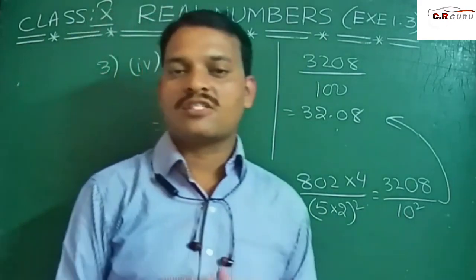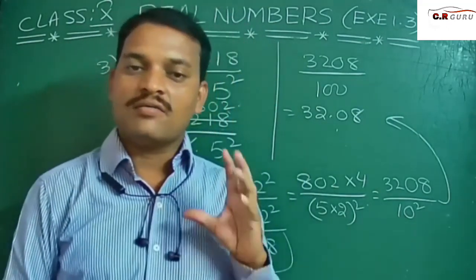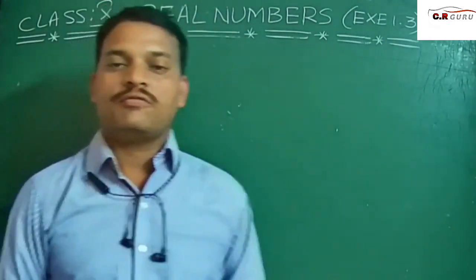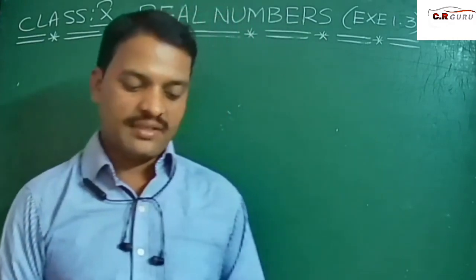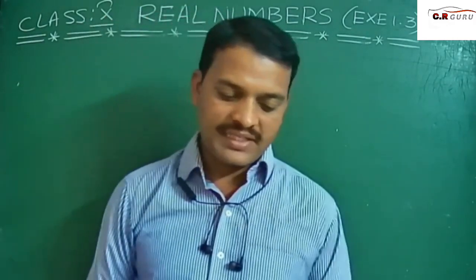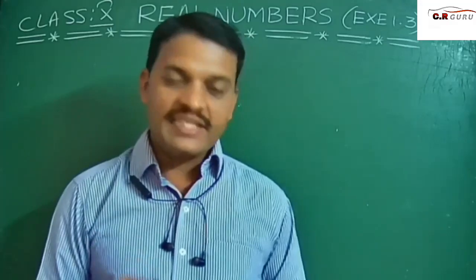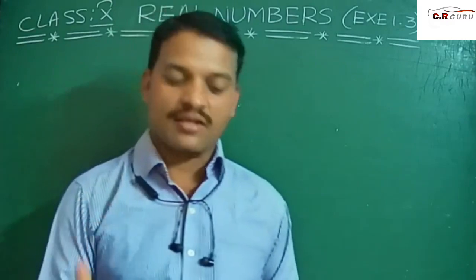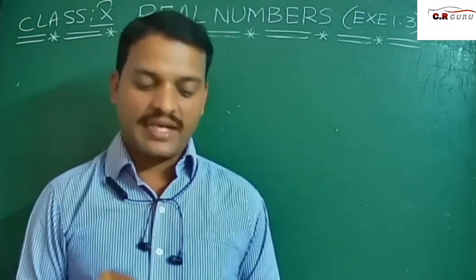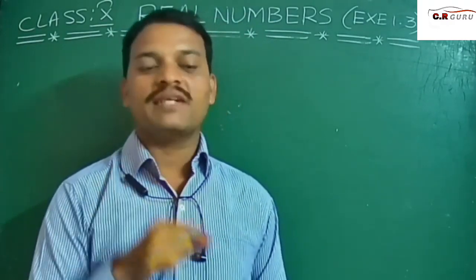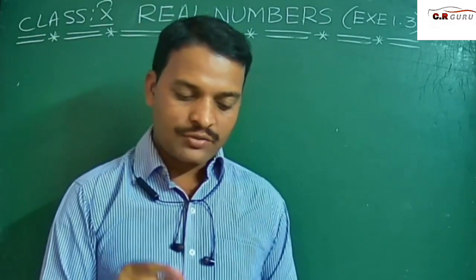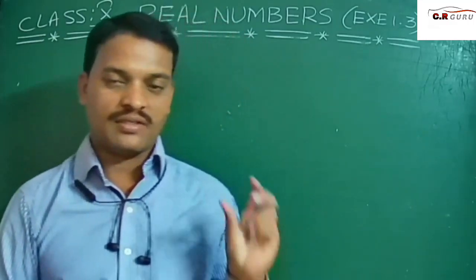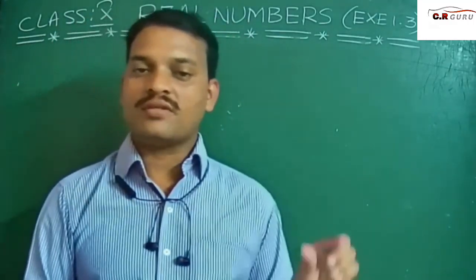Next, in the last model in this exercise 1.3, the fourth Roman sums. What is the fourth Roman sum? The heading says: the decimal form of some real numbers are given below. In each case, decide whether the number is rational or not. If it is rational and expressed in the form of p by q, what can you say about the prime factors of q? This is the fourth Roman as per the textbook heading.